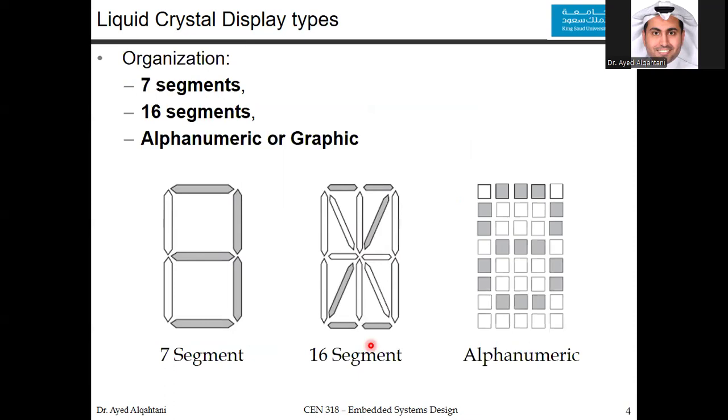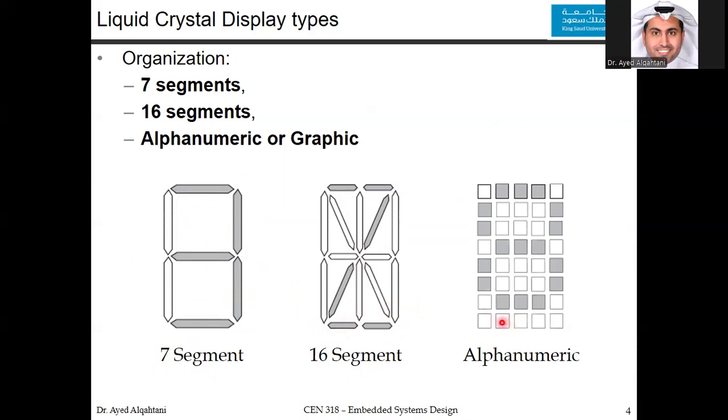Now, if you have a small LCD, it's going to be one of these three types: either 7-segment or 16-segment, or alphanumeric or graphic. This is the 7-segment. As you can see, if you count the number of segments, you'll find there are 7. And you can display the numbers and some of the letters using the 7-segment. The 16 segments give you more freedom. For example, you can show the letter Z easily, while in the 7-segment, it won't look good. That's for the 16 segments.